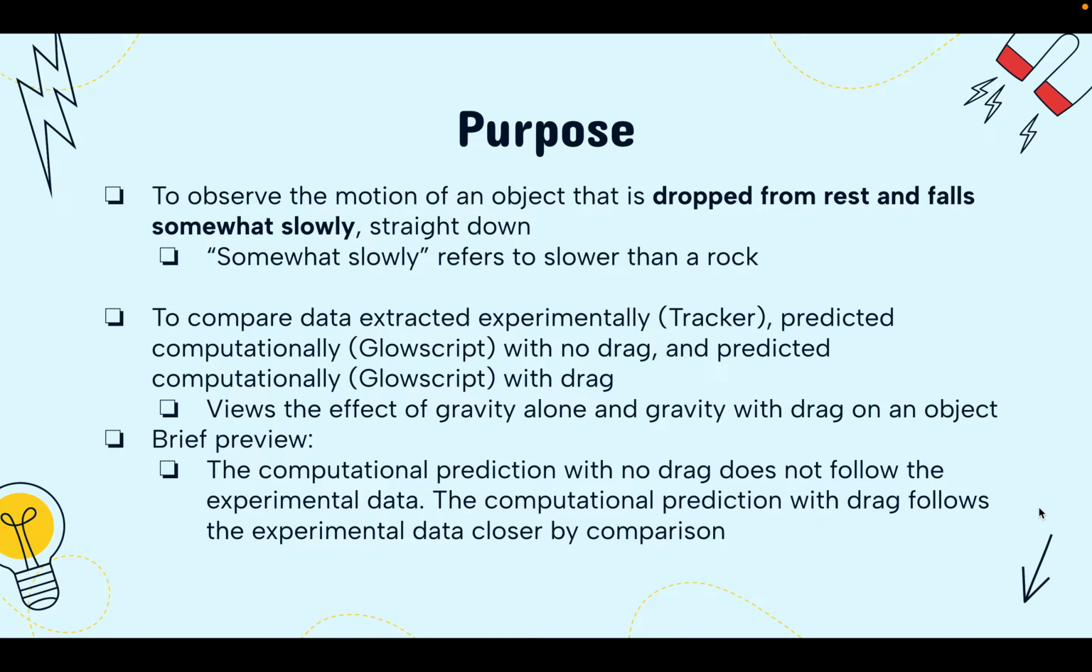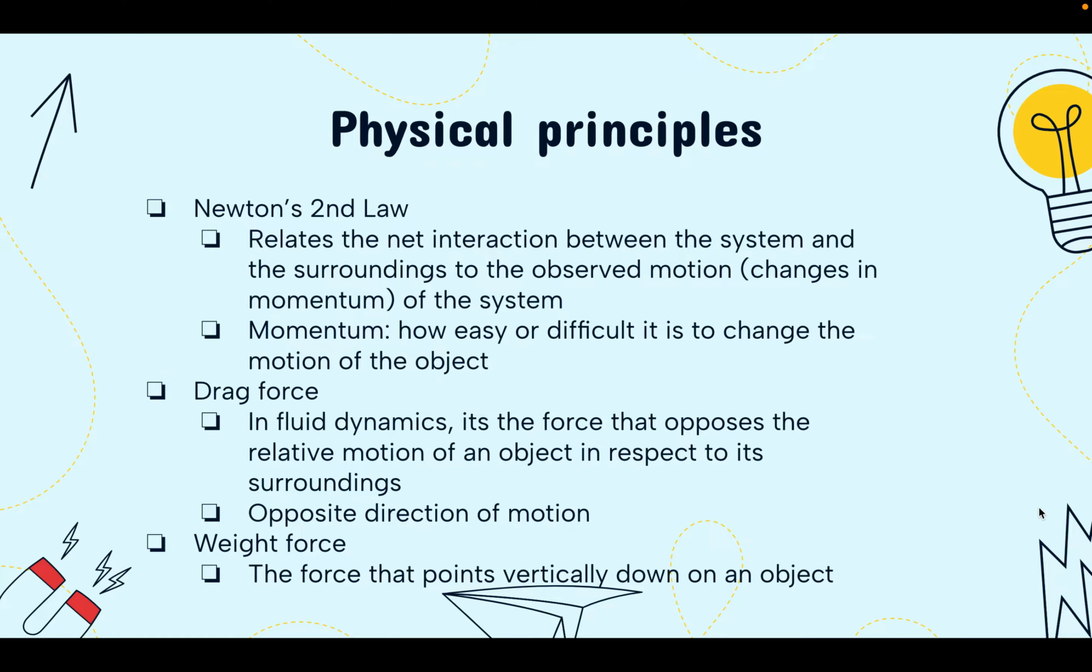Just as a brief preview, the computational prediction with no drag does not follow the experimental data, and the computational prediction with drag follows the experimental data more closely by comparison. Here are the physical principles. Newton's second law relates the net interaction between the system and the surroundings to the observed motion of the system, which is a change in momentum, and momentum is just how easy or difficult it is to change the motion of an object. Drag force in fluid dynamics is the force that opposes the relative motion of an object with respect to its surroundings. Because our object will be moving downward since it's falling, the drag force will oppose its motion, so it will point upward in the opposite direction.